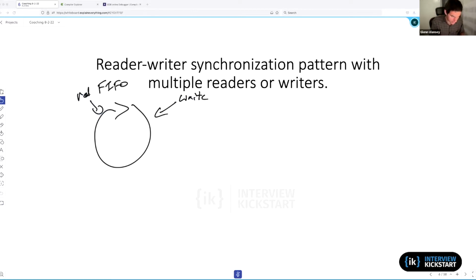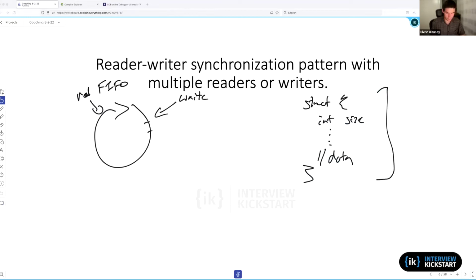And using a circular buffer, usually you'd have some sort of data structure that begins with the length of that entry. So you might have size and then your data. Each entry in this FIFO, each entry in this circular buffer is one of these structures. Or at the very least, each entry has the same size field first.